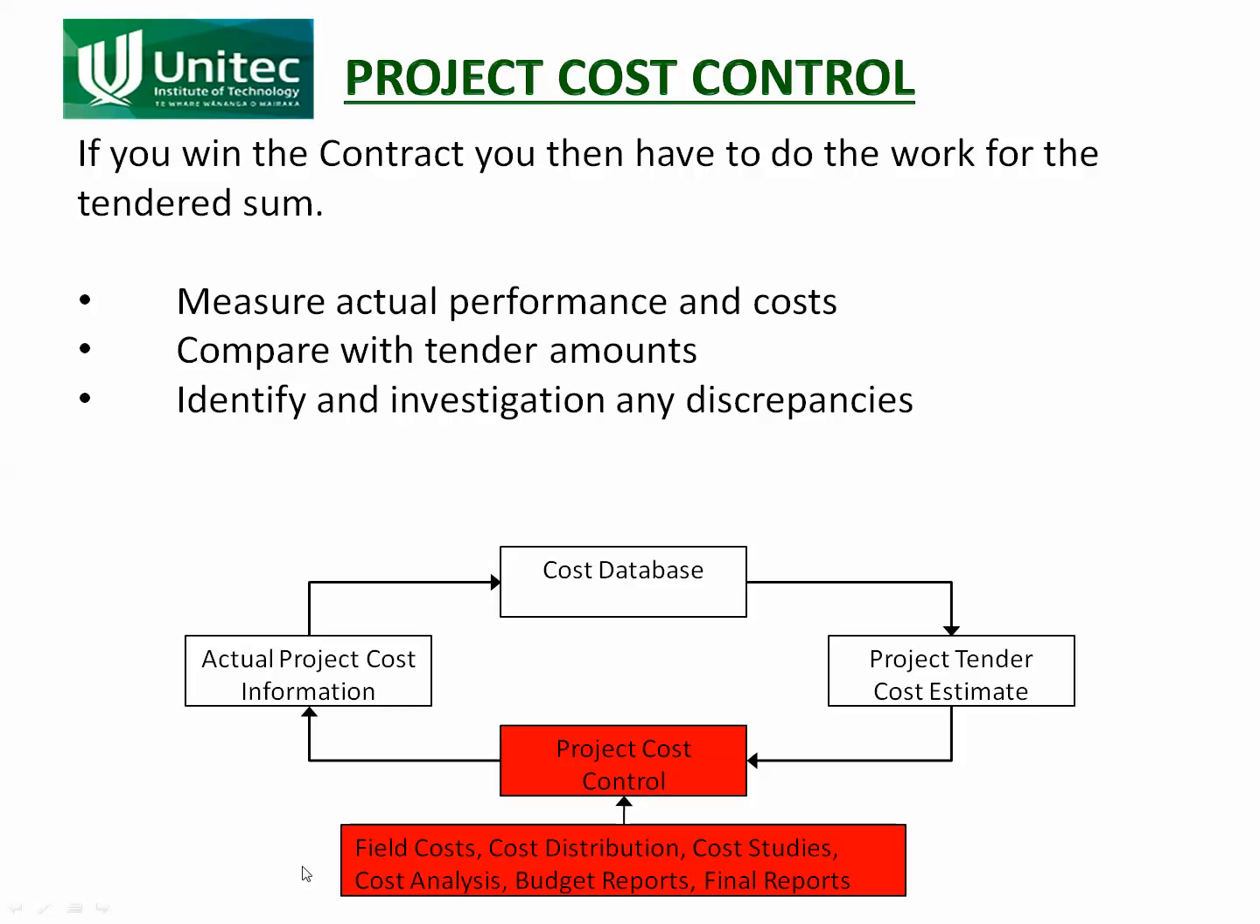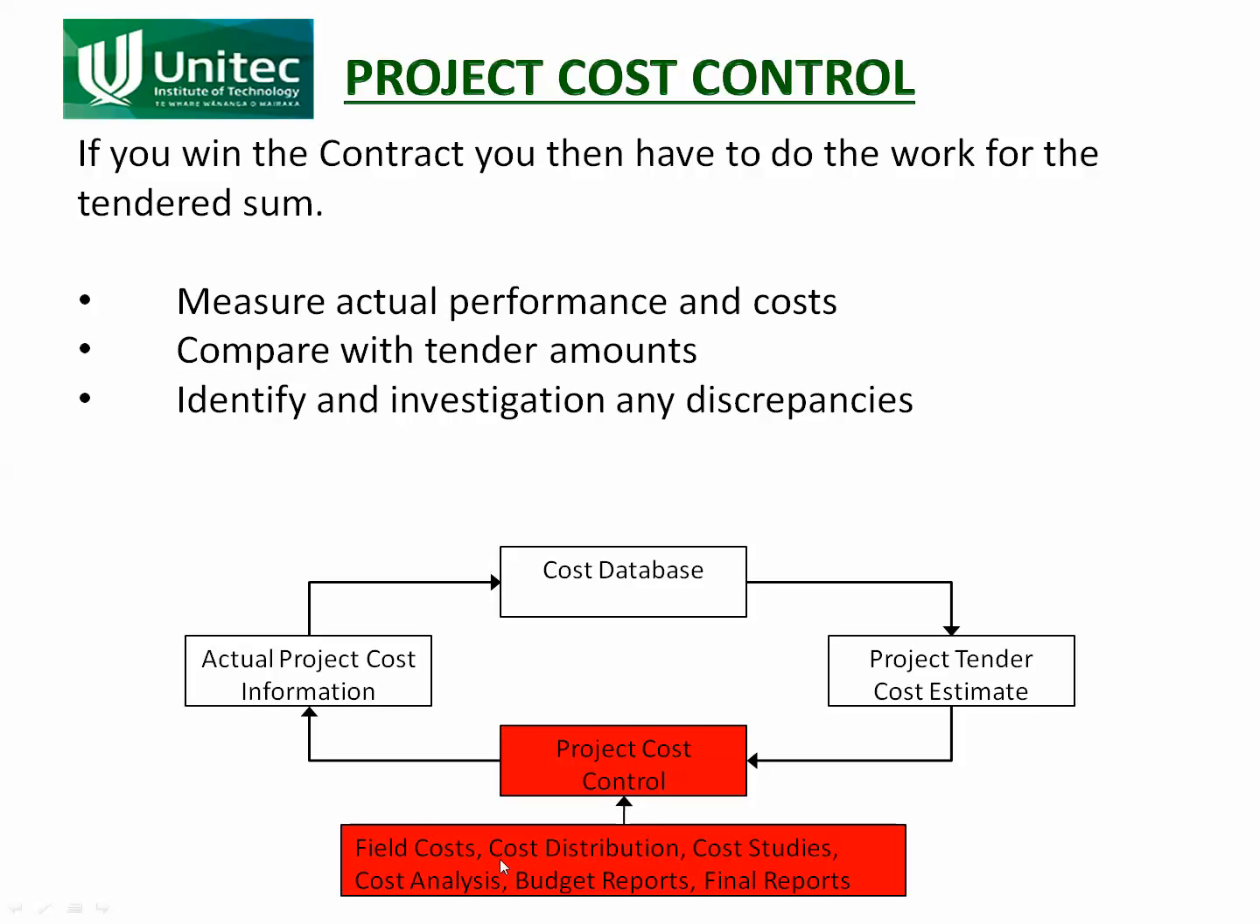The project cost control: once you have won a tender, you then need to run the project. And you'll recall in the previous slide, winning the project is half of the battle. The other half is controlling the costs so you bring it in on budget. And the budget is what you said you'd do it for in your tender price. So you're measuring your costs as you go. So field costs, you're measuring how much labour works on a particular job.